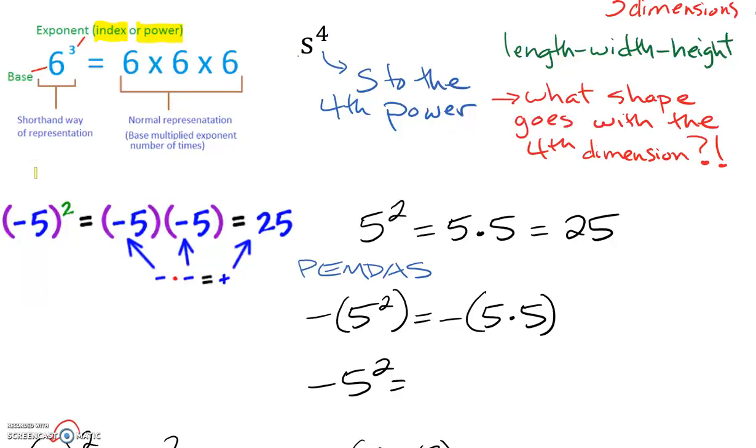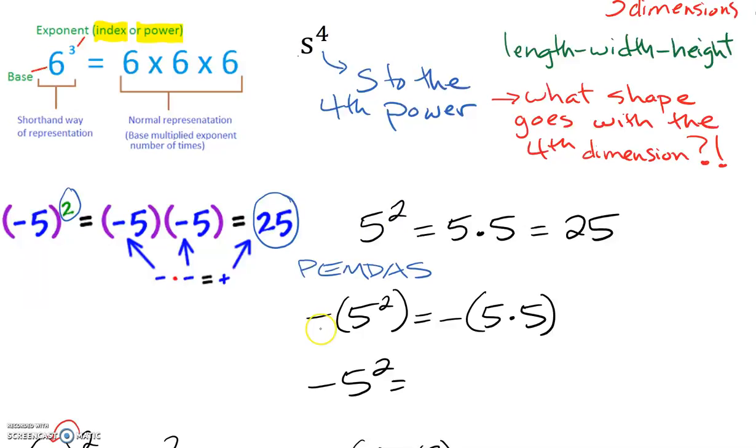Now, if we have a negative number with parentheses to an exponent, or to a power, remember, all you are doing, the exponent is telling you how many times to multiply what's in the parentheses. So negative 5 times negative 5, of course, gives us a positive 25. Now we go back to the example that we know probably best, just a positive whole number to the 2nd power. Of course, 5 times 5 is 25.